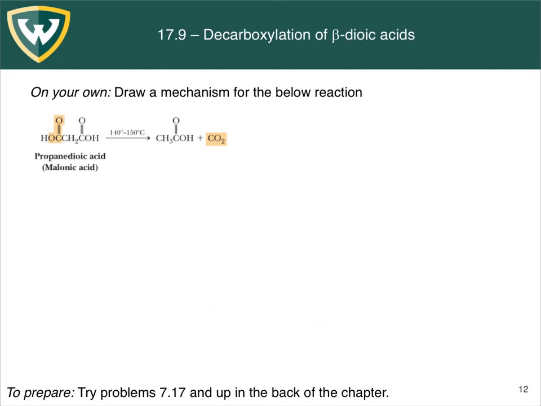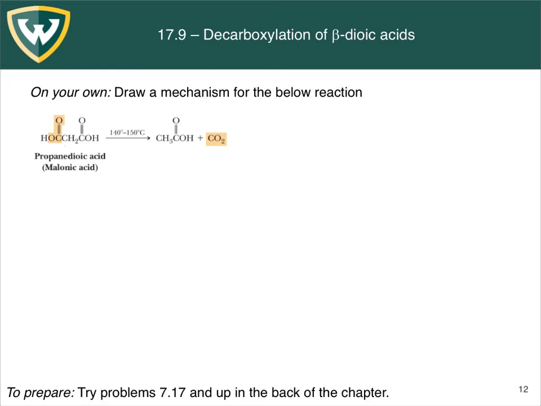This process can also occur with dioic acids, which is, in this case, a beta carboxylic acid, which is why we don't call it that. We say a beta dioic acid. And the decarboxylation mechanism is the same, only you're going to use one of the oxygens, here the yellow one, to induce the decarboxylation of the other acid.